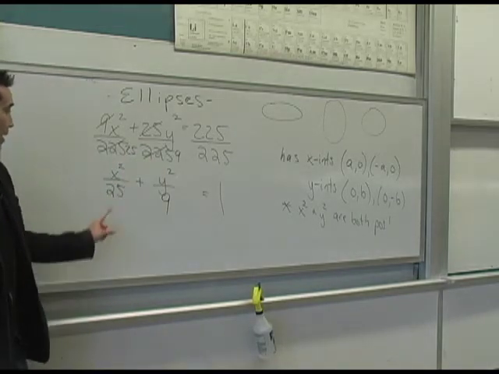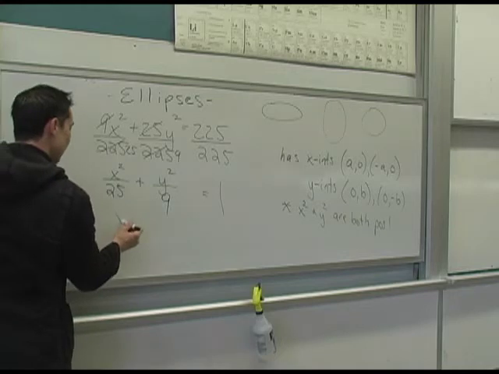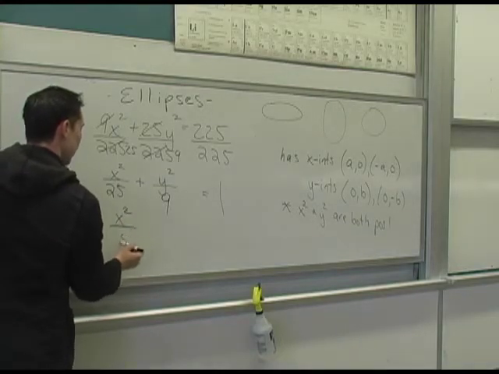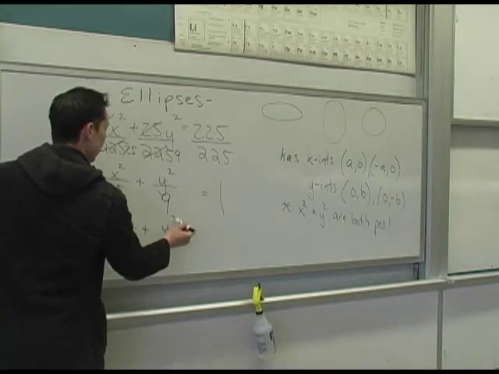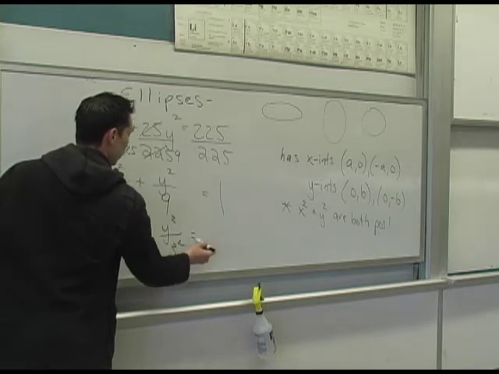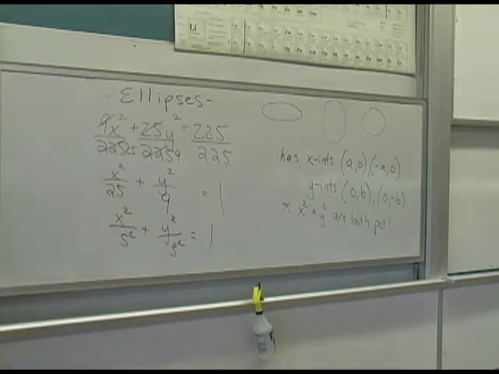Okay. Now, to put it in exact ellipse form, you get x squared over 5 squared plus y squared over 3 squared equals 1. Okay? And again, what you need to memorize is the x's go with the 5s and the y's go with the 3. So now you can graph it.